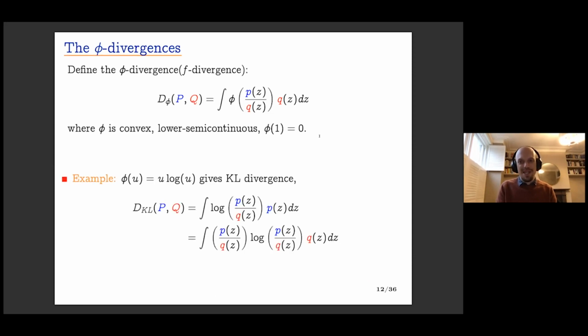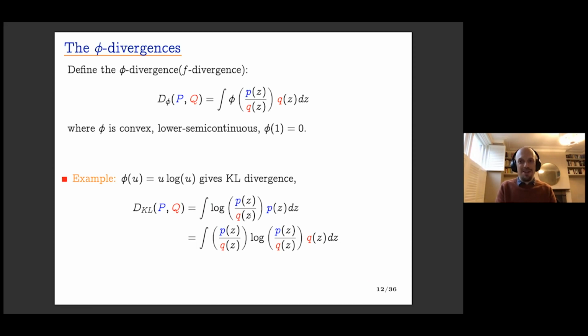So here's one you've certainly encountered, which is the KL divergence, and that uses as its phi u log u, all right? So if I use as my phi u log u, which is indeed a convex function, then I recover my KL, which is integral over P of log P on Q. Okay, so KL divergence. And the KL, by the way, is the one that I'm going to be focusing on in this talk for the most part.